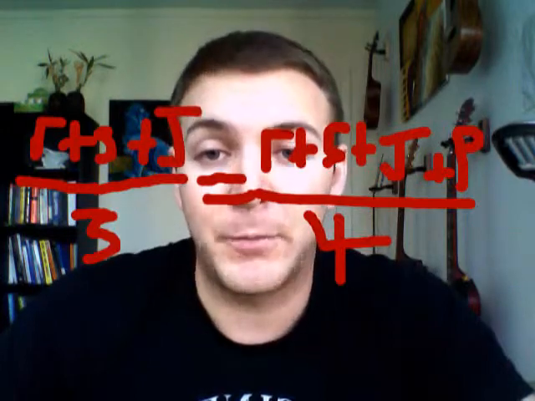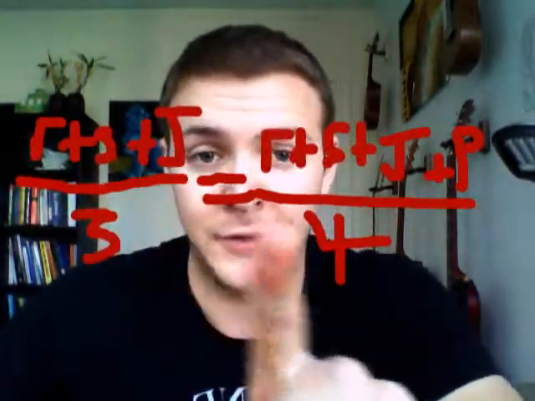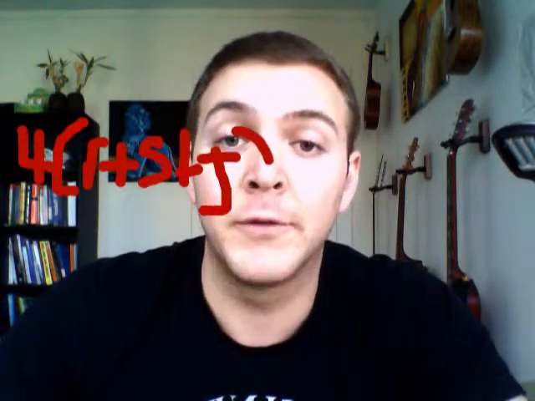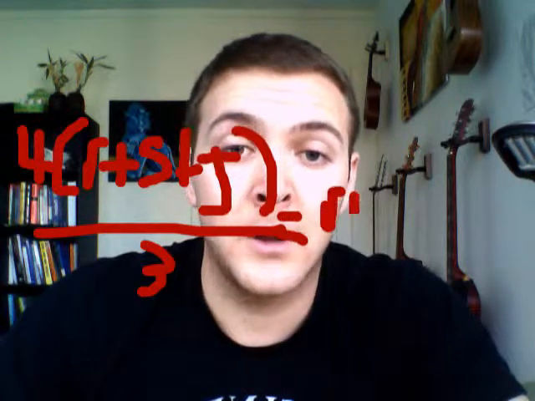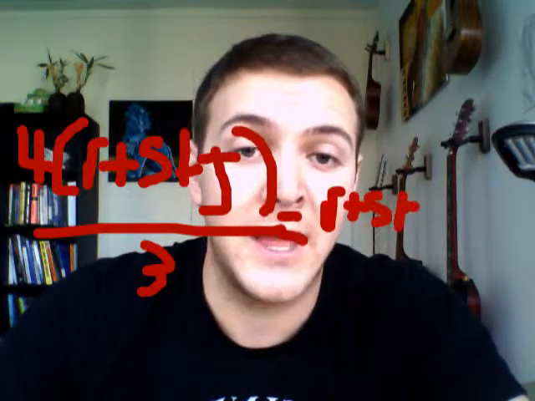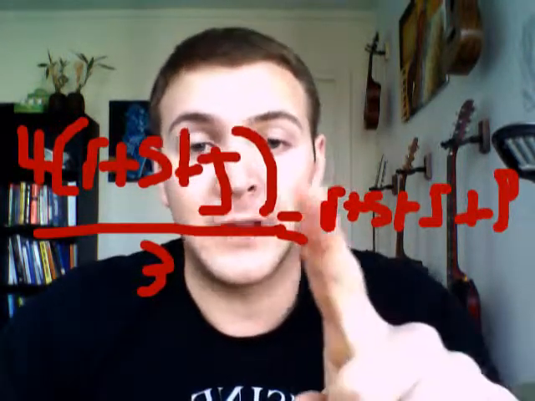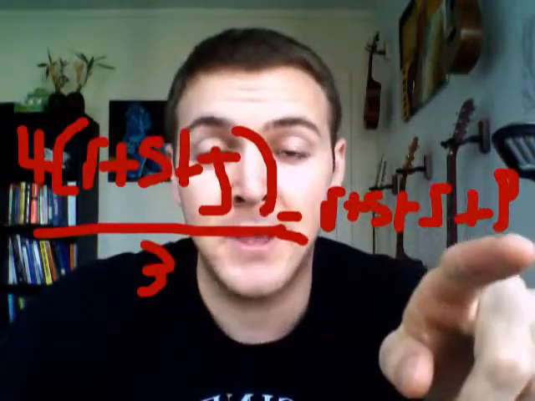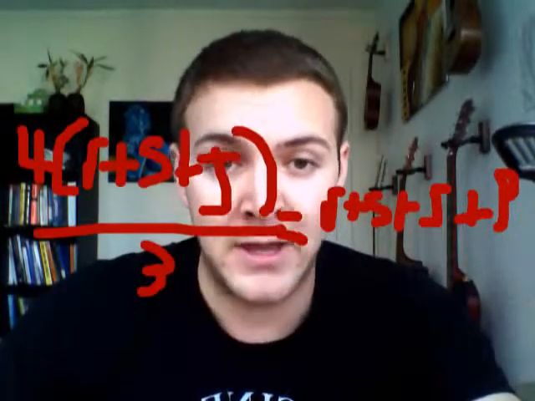So if I multiply both sides by 4, what I get is, and pay careful attention to this, 4 times (R + S + J)/3 equals R + S + J + P. Now, here's the funny thing. What you need to realize is that R, S, J, and P are all here. Now, if we could just subtract R, S, and J from this side, we'd have P on its own.